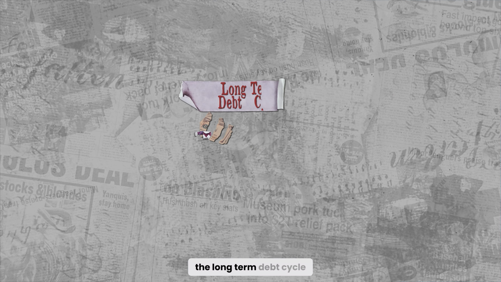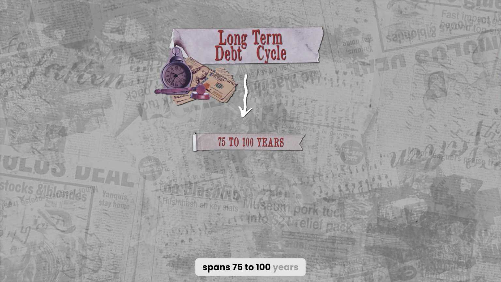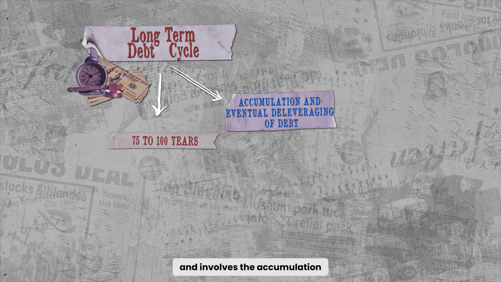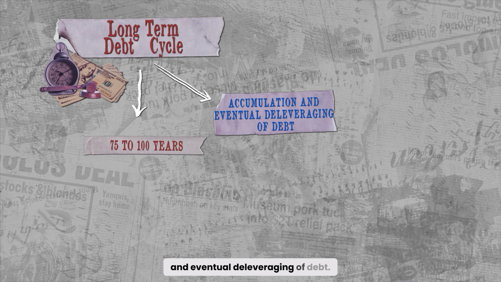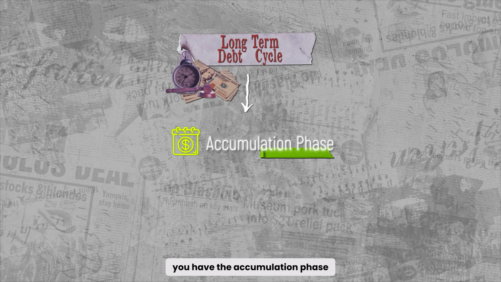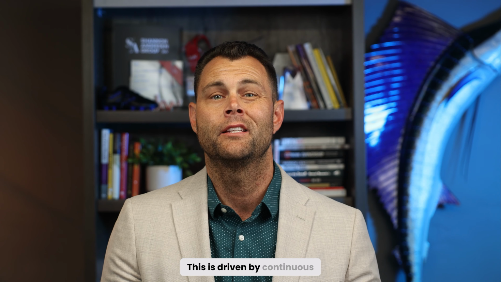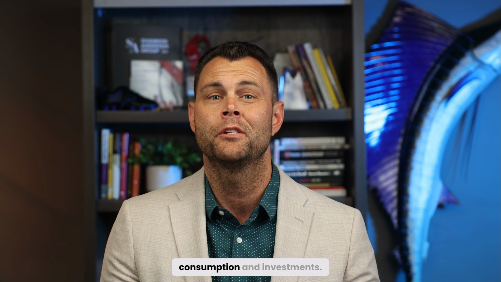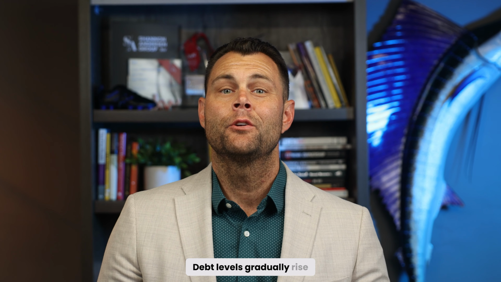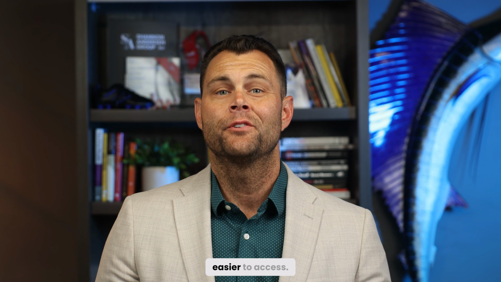Next, the long-term debt cycle spans 75 to 100 years and involves the accumulation and eventual deleveraging of debt. First, you have the accumulation phase. Over decades, economies grow and accumulate debt. This is driven by continuous borrowing to finance consumption and investment. Debt levels gradually rise as credit becomes easier to access.